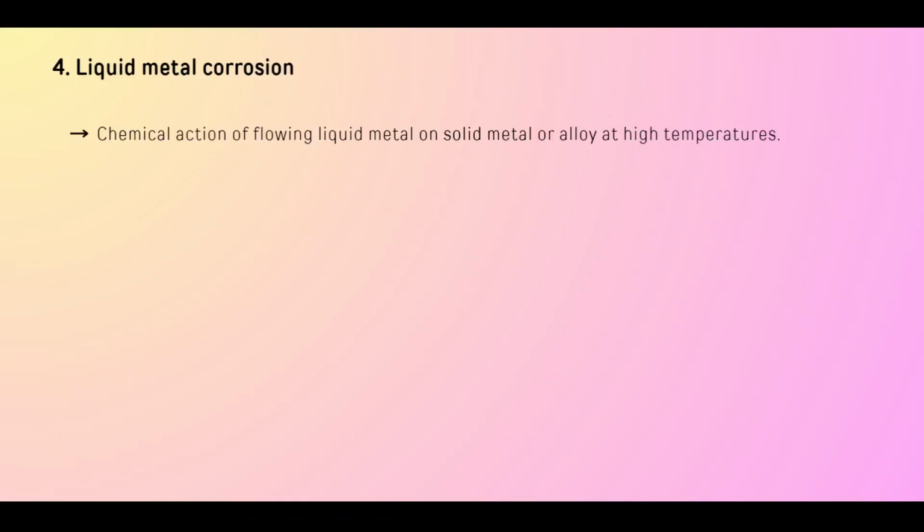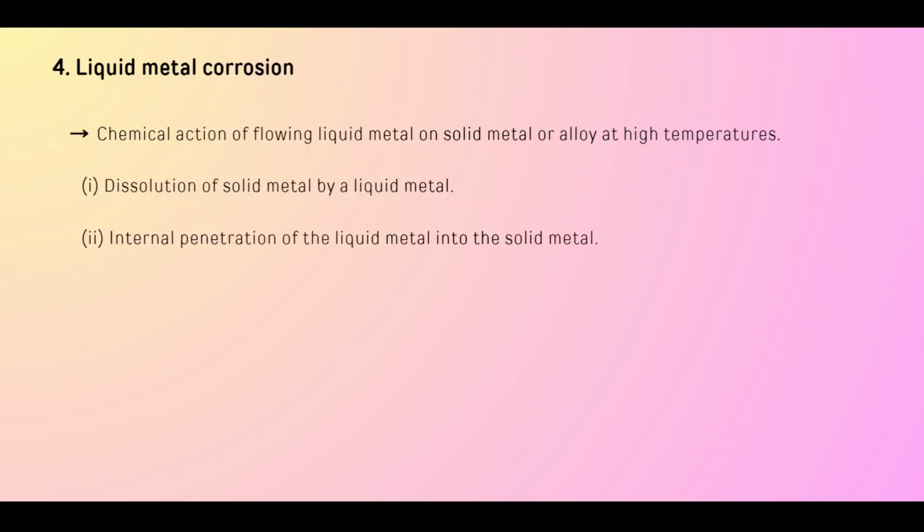Last one, liquid metal corrosion. This is due to the chemical action of flowing liquid metal on solid metal or alloy at high temperatures. Such a type of corrosion has been found to occur in devices used for nuclear power. The corrosion reaction involves either dissolution of solid metal by a liquid metal or internal penetration of the liquid metal into the solid metal. Both these modes of corrosion cause weakening of the solid metal.